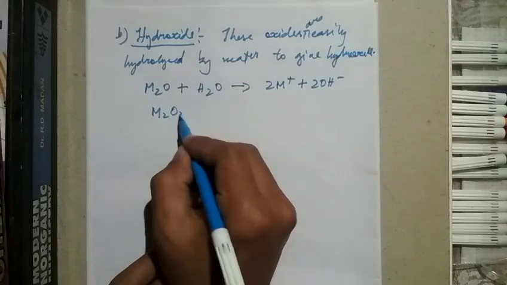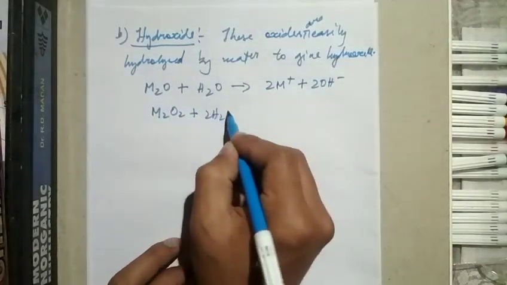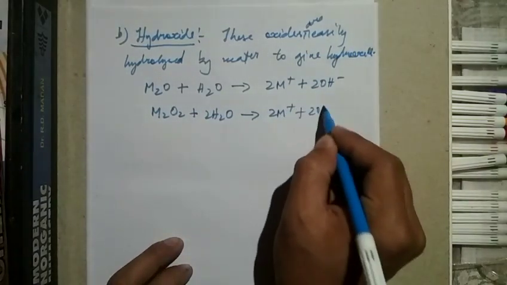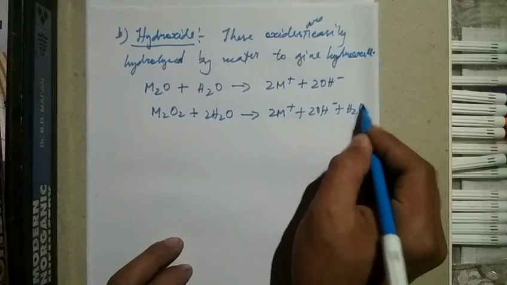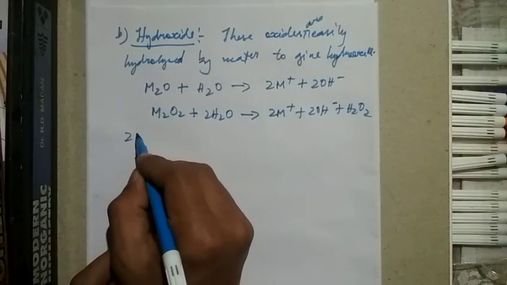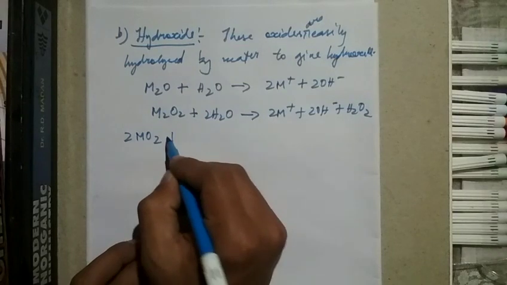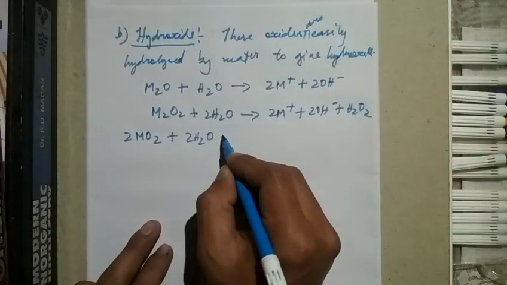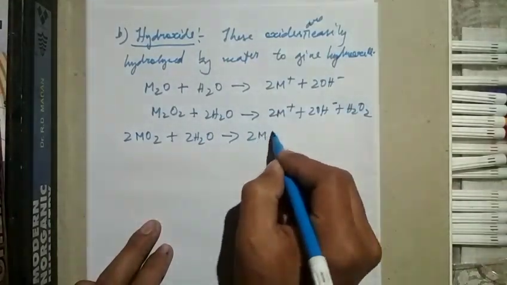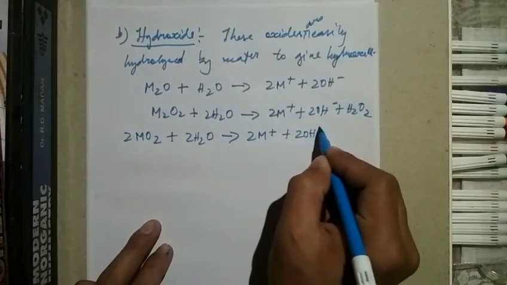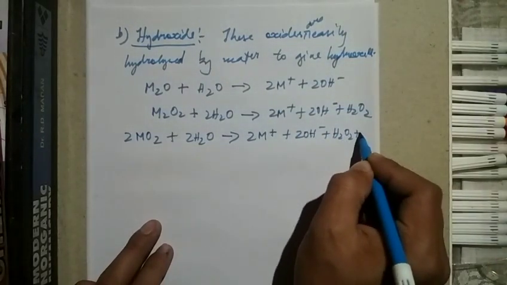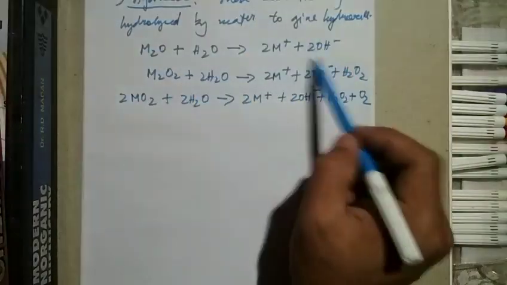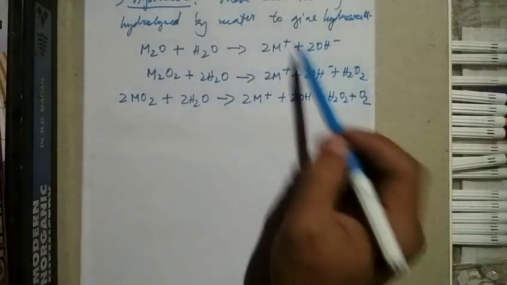Now peroxide, M2O2, where M is metal, combines with 2 moles of water to give 2M+, 2OH minus, plus hydrogen peroxide. The third one, 2 moles of MO2, that means superoxide, and 2 moles of water combine to give 2M+, 2OH minus, plus hydrogen peroxide plus oxygen. So they are hydrolyzed to give hydroxide, this OH.